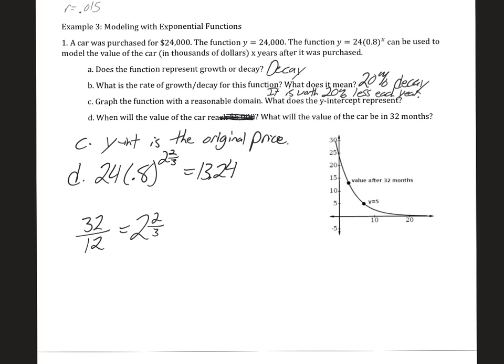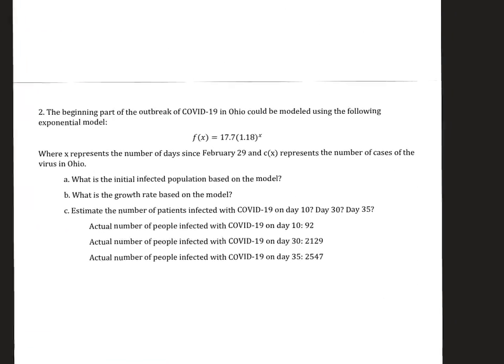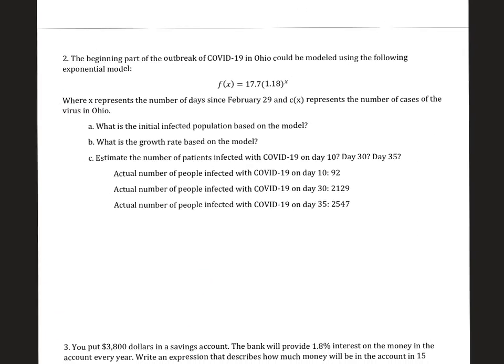So 2 2/3, which equals 13.24. So the actual real price is going to be $13,237 if I were to do the actual full amount. So I can take that, or you could say 13,240, somewhere around there. But if I want it to be precise, then I'm going to say 13,237. Okay. I'm going to go ahead and cut this video, and then I will put up a second one in a minute.